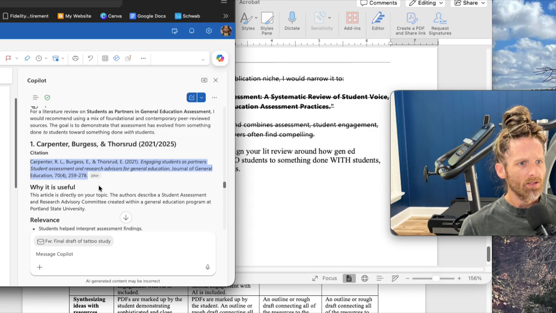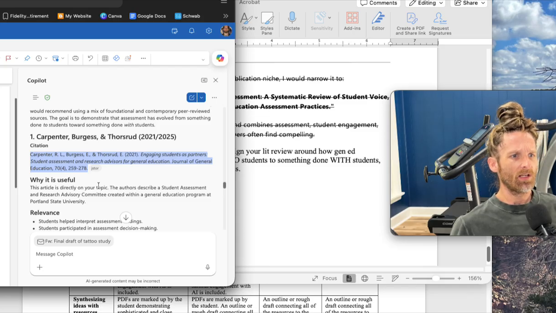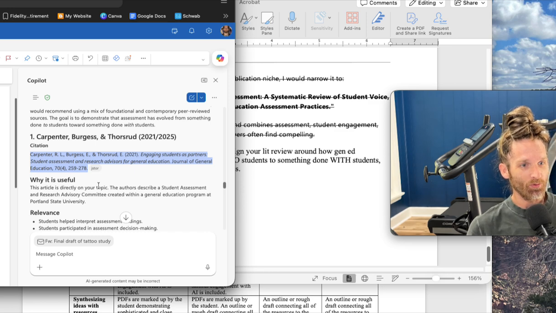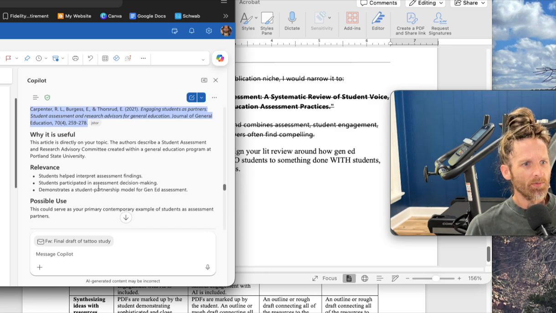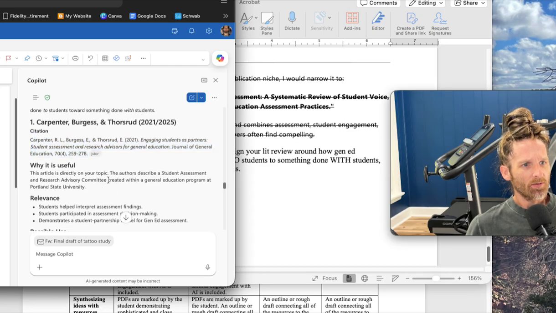This article is directly on your topic. The authors describe a student assessment and research advisory committee created within the Gen Ed program at Portland State. I happen to know Portland State. I think psu.edu is the cool URL it uses. Students helped interpret assessment findings. Yes, I want that article. That's perfect. But let's see what else they offer.